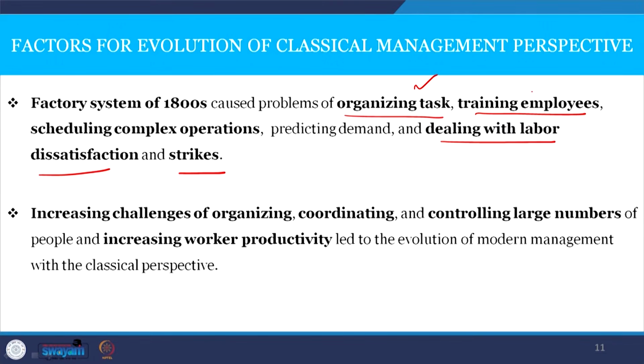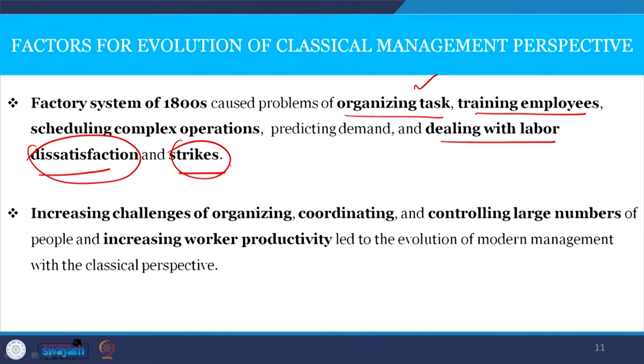Efficiency, of course, improved, and there was mass production. People were working on routine tasks, which led to monotony and boredom, and in turn to labor dissatisfaction. The issues were employee dissatisfaction, and strikes started occurring very fast. As a result, there needed to be some kind of management concept.